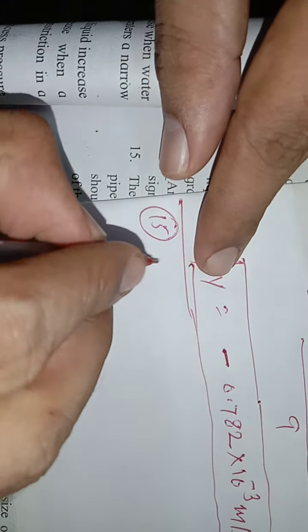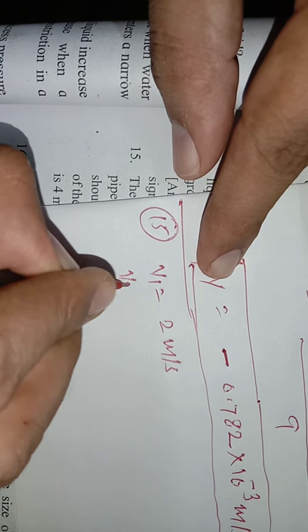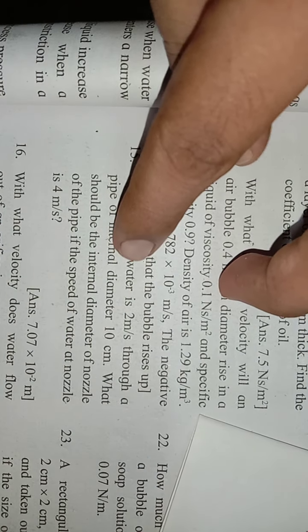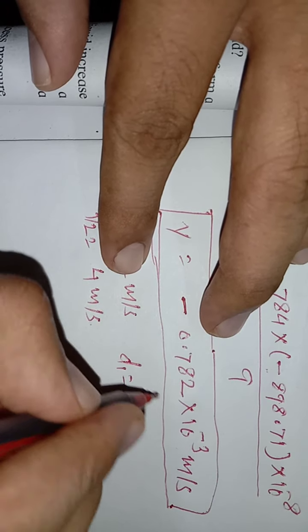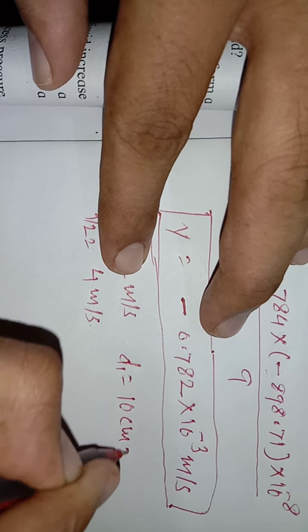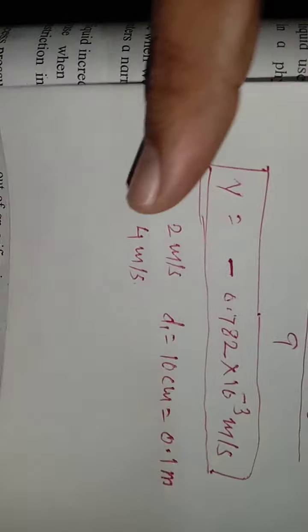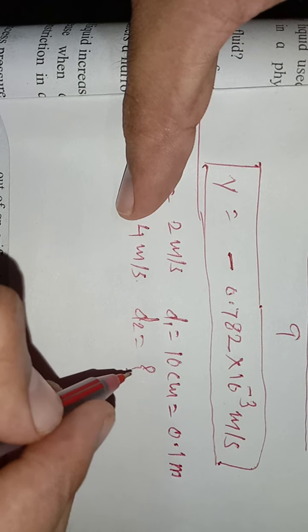That's why we can write phi1 is equal to 2 meter per second, and phi2 is equal to 4 meter per second. Then what about the diameters? First, the internal diameter, so we can write d1 is equal to 10 centimeter. Convert that into meter, or we can directly write 0.1 meter. What should be the internal diameter of the nozzle? So we can write d2, the internal diameter of that nozzle, is equal to question mark. We have to calculate that.